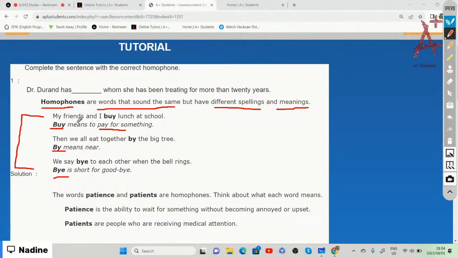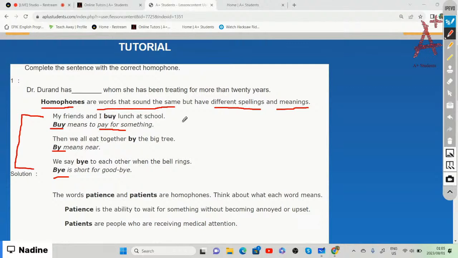And it says, my friends and I buy lunch at school, which means that either it goes on your tab or you need to physically give money, but you are buying lunch at school. Like I said, if I use the sound buy, it can mean different things. In this example, we have three different words that sound the same, but they have different spellings.